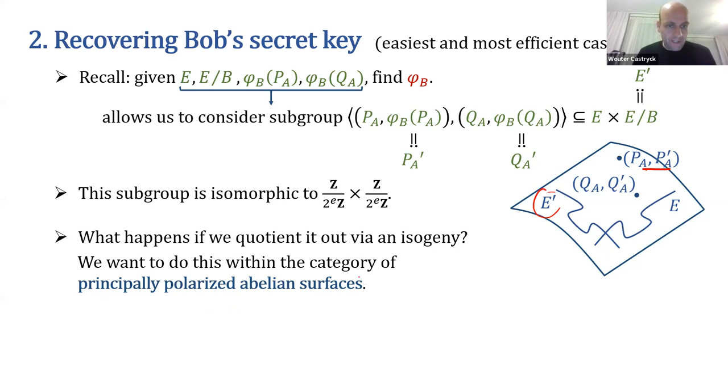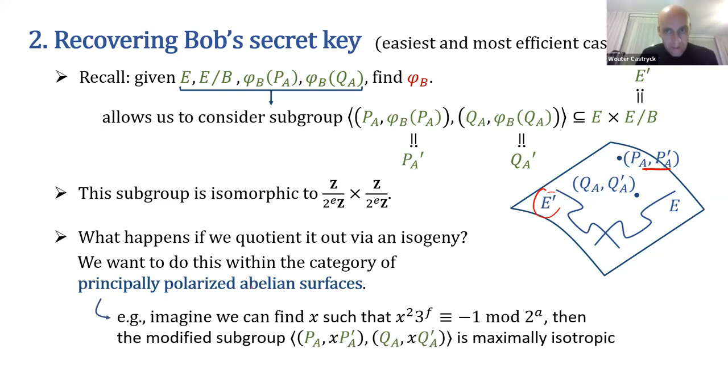But with polarizations, this is a rich world. I will say more about that in a second. But this has a consequence. If we want to play the game in this category, we have to modify this group a little bit, because we want this quotient, again, to come equipped in a natural way with the principal polarization. And the best known condition ensuring that this happens is that the group is so-called maximally isotropic with respect to the Weil pairing. So this is a subgroup of the 2^e torsion.